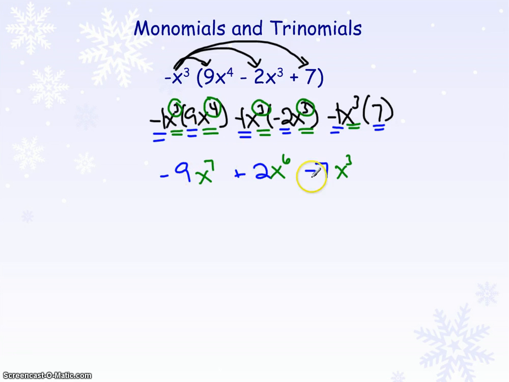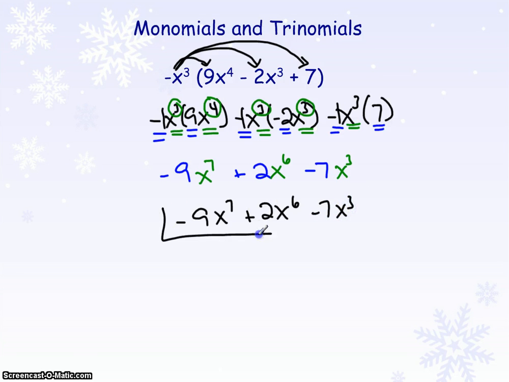And you're going to look at these and see if you have like terms. x to the 7th, x to the 6th, x to the 3rd, they're all different. So this is our answer. Negative 9x to the 7th plus 2x to the 6th minus 7x to the 3rd.